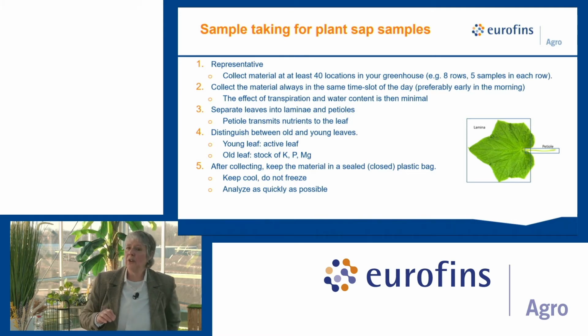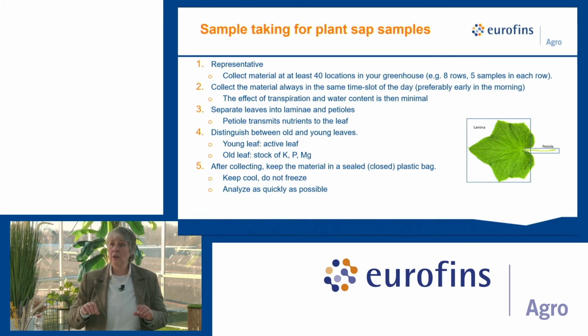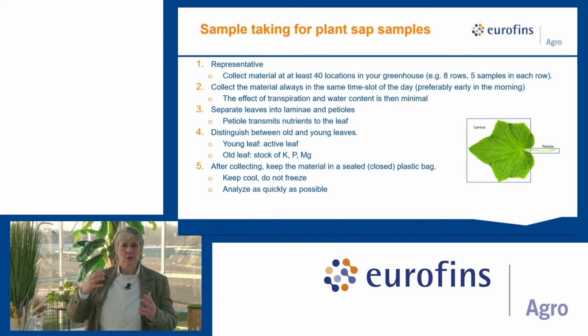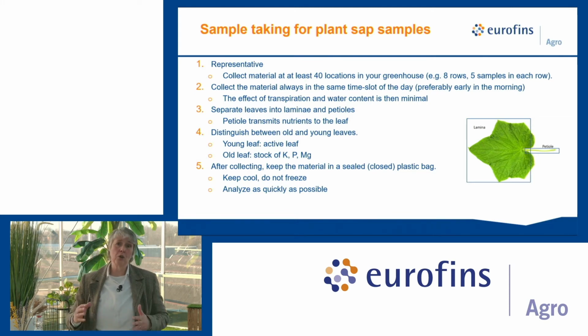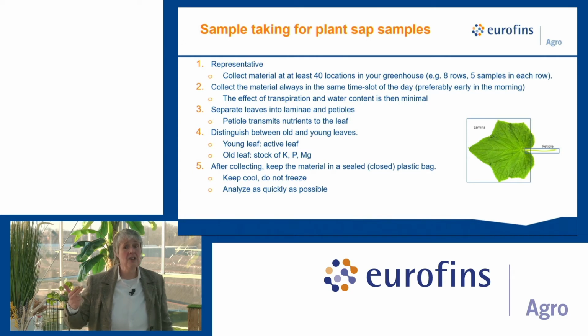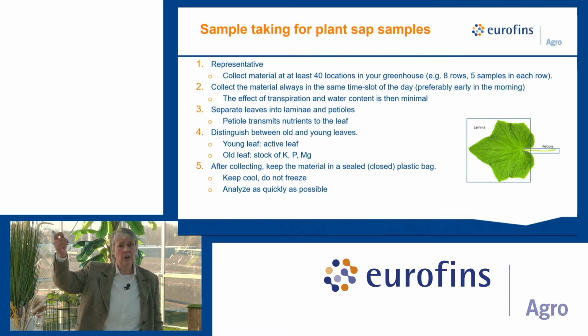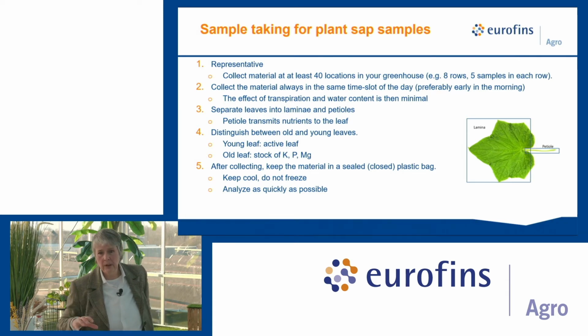Also, distinguish when you sample between old leaves and young leaves. The younger leaves are the more active leaves. They do the photosynthesis. They are on top of the plant. That's where most of the light comes in. So they are photosynthetic, very active. The older leaves are more at the bottom, and they are often seen as the stock of potassium, phosphorus, and magnesium. And they can be used if you run out of potassium. The potassium from the older leaf will then be transported to the younger leaf. That's why I'm calling it a stock. That's what the old leaf is for.